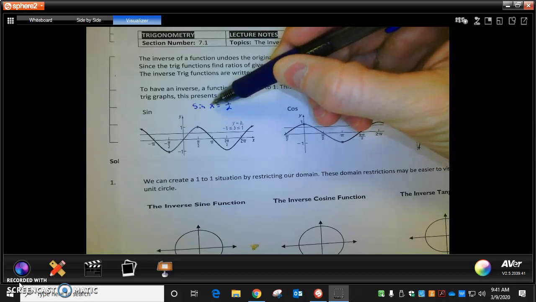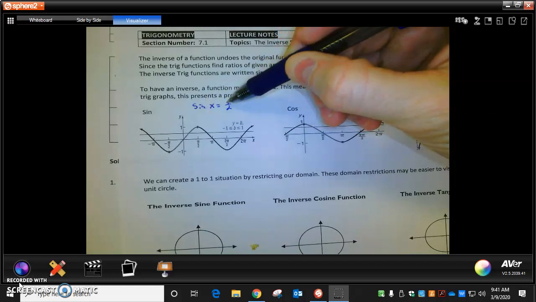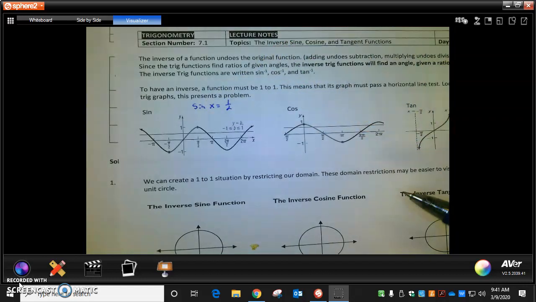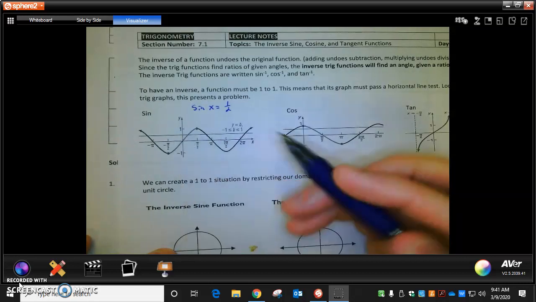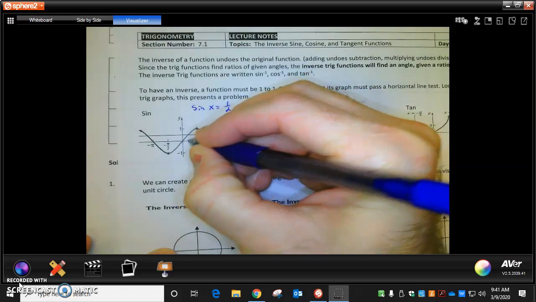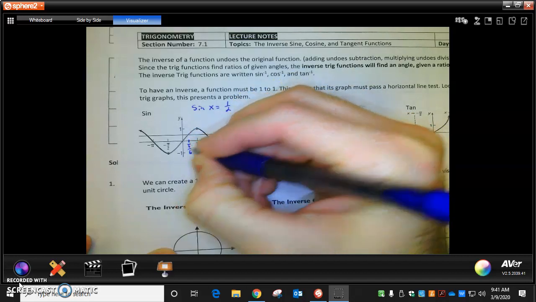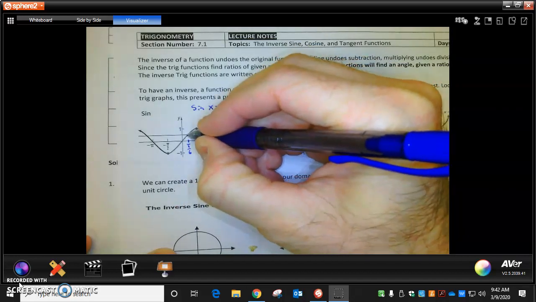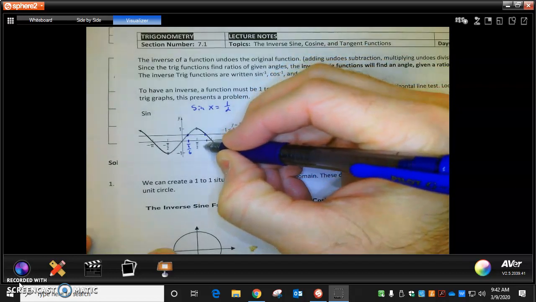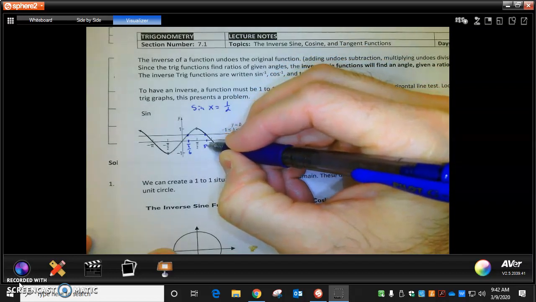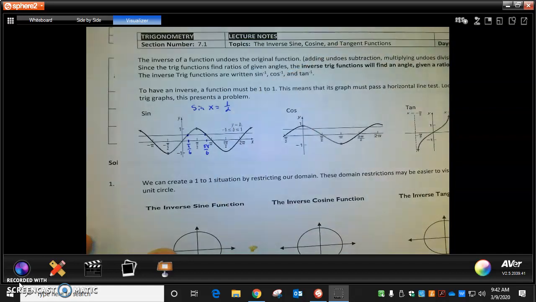So I want every single angle possible where if I take the sine of that angle, I'm going to get 1/2 as an answer. So like this horizontal line right here is at 1/2. So this angle, which should be pi over 6, has a y value of 1/2. But then over here, which should be 5 pi over 6, also has a value of 1/2.